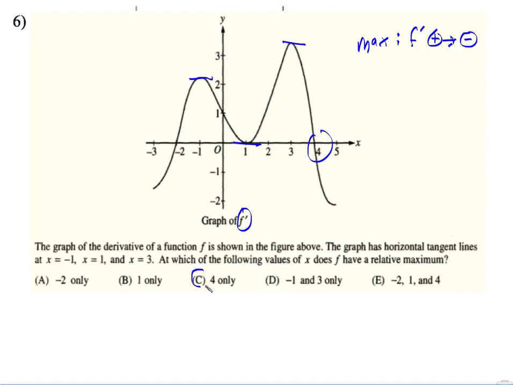Because at 1 it doesn't actually go under. At 1, it doesn't change signs. It doesn't go to negative. It has to go from positive to negative. It stayed positive. It went from positive to positive. That's not a positive to a negative.